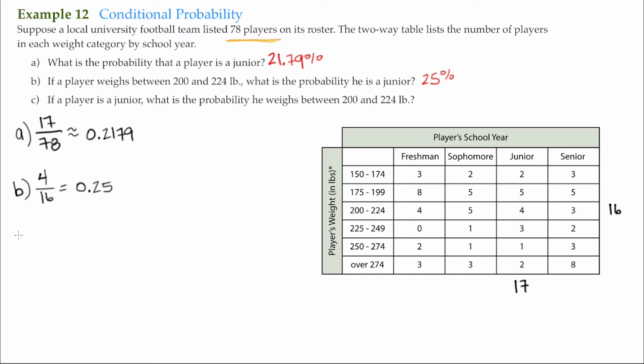And then for C, if a player is a junior, what is the probability he weighs between 200 and 224 pounds? So this is another condition, but the condition is they have to be a junior. So here are the juniors here. So we're only concerned with this category. Again, a conditional probability seems to isolate everything. We're just worried about this group right here. So there are 17 juniors. So what is the probability he weighs between 200 and 224 pounds? Well, that's these people right here. That's 4 out of 17.